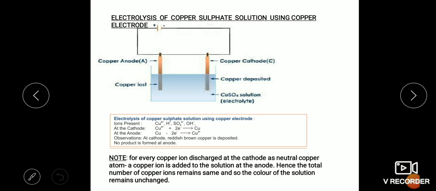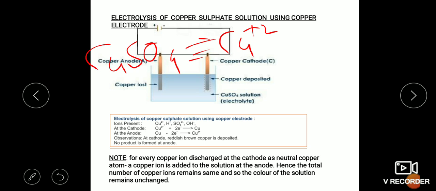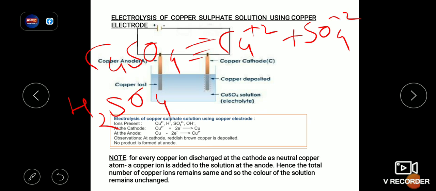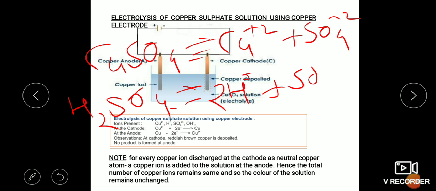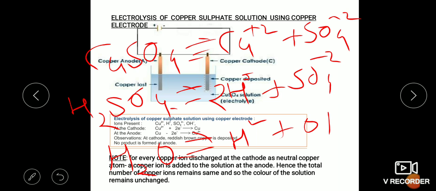Just to make you understand from where I got these ions, copper sulfate on ionization produces Cu2+ ion plus SO4 2- ion. At the same time, sulfuric acid H2SO4 on ionization produces 2H+ ion plus SO4 2- ion. And as this is an aqueous solution, ionization of water will also take place: H2O gives H+ and OH-. Please remember the concept of selective discharge.